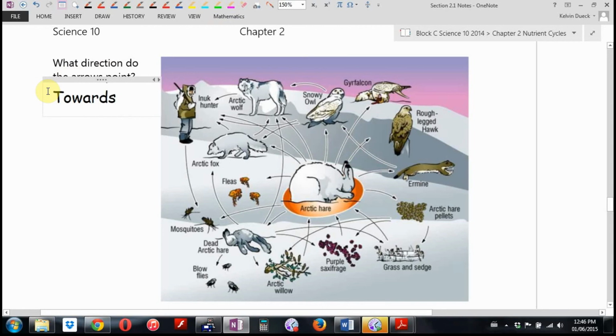Towards consumers. Towards consumers. Is that okay?